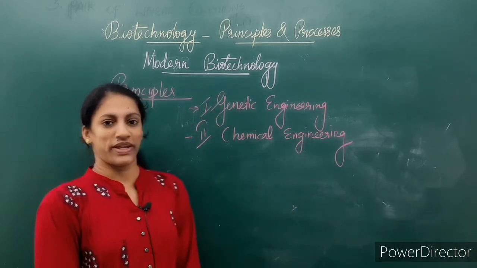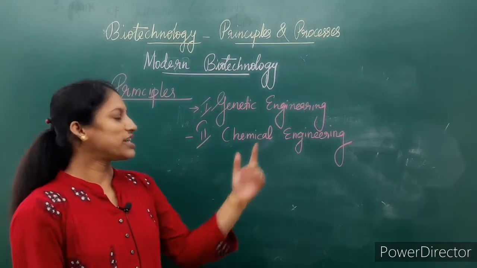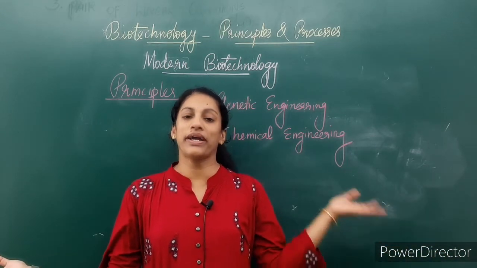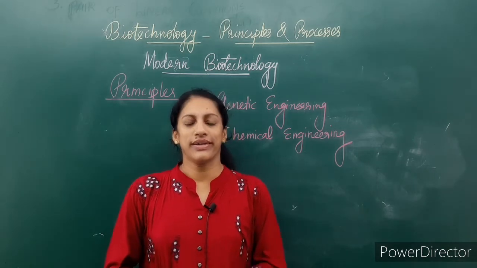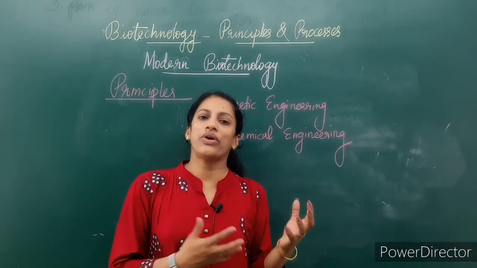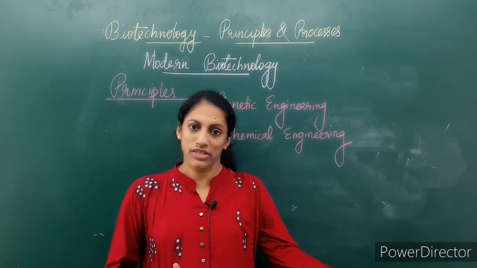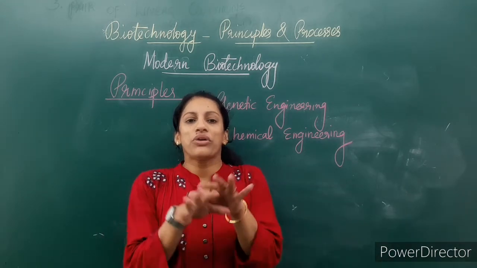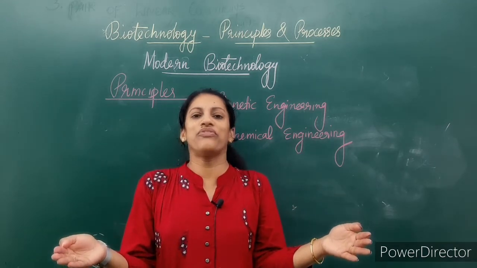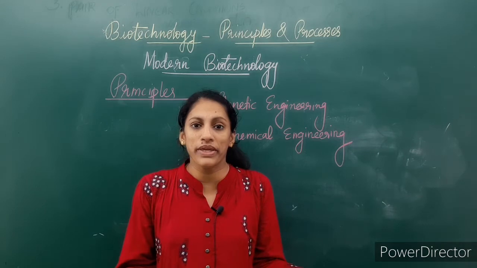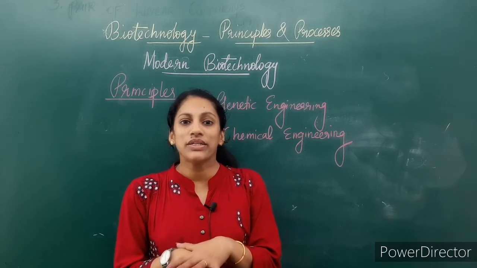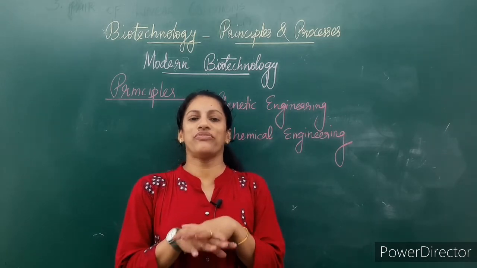Then the second principle is chemical engineering. Suppose we are producing a number of genetically engineered, genetically modified organisms. In order to get better products or benefits, we are growing a number of genetically modified bacteria. To grow these genetically modified organisms, we should have a better ambience for their better growth.